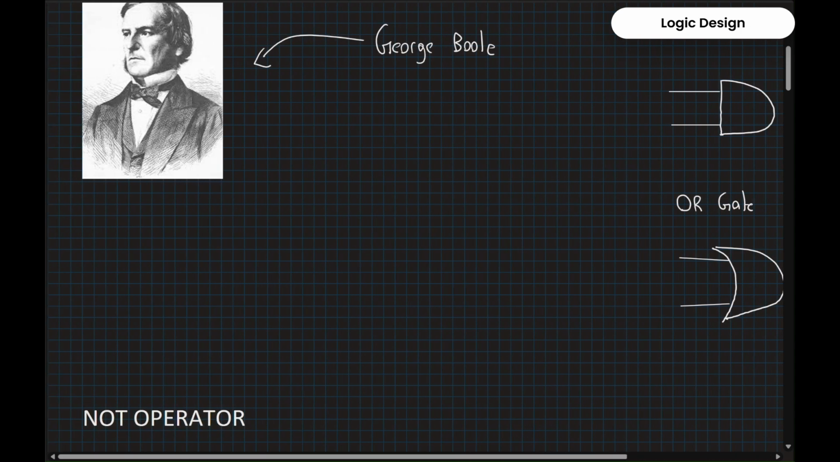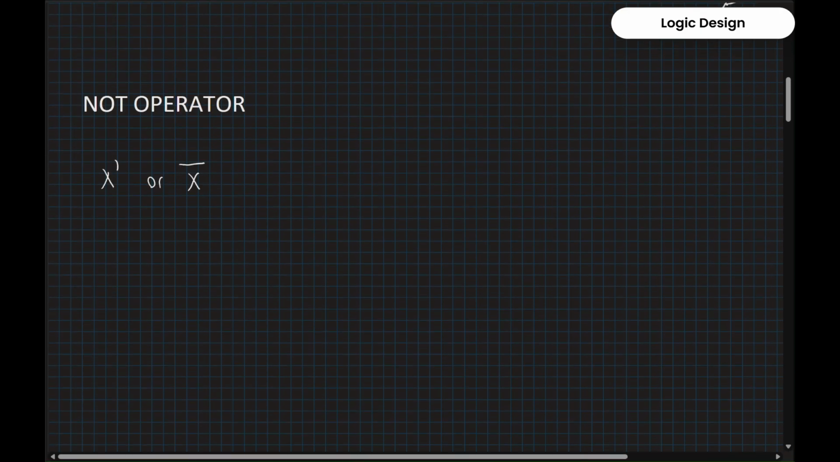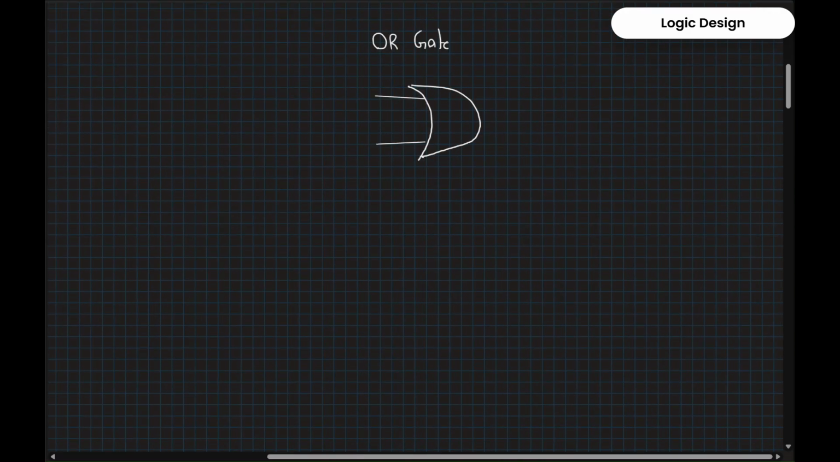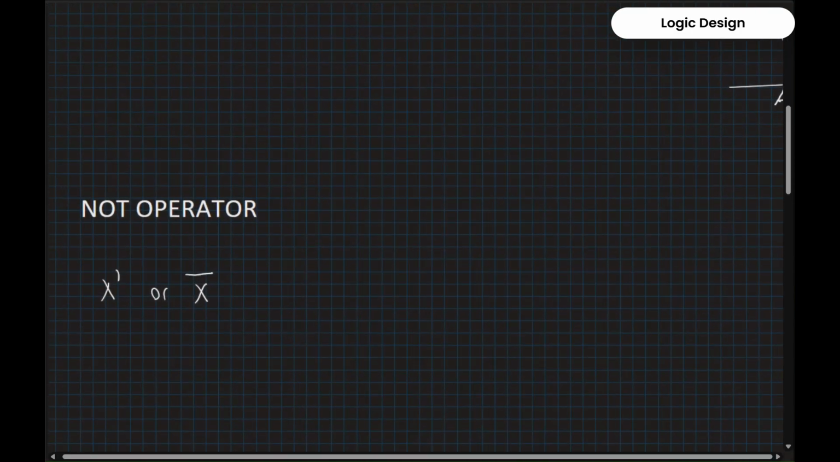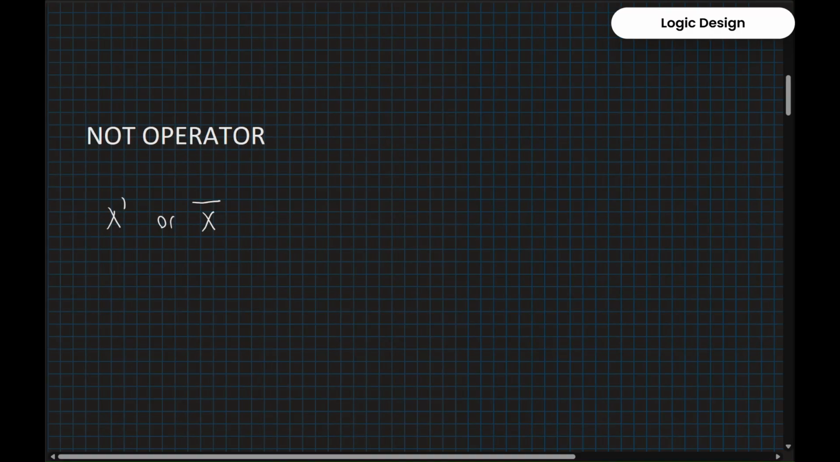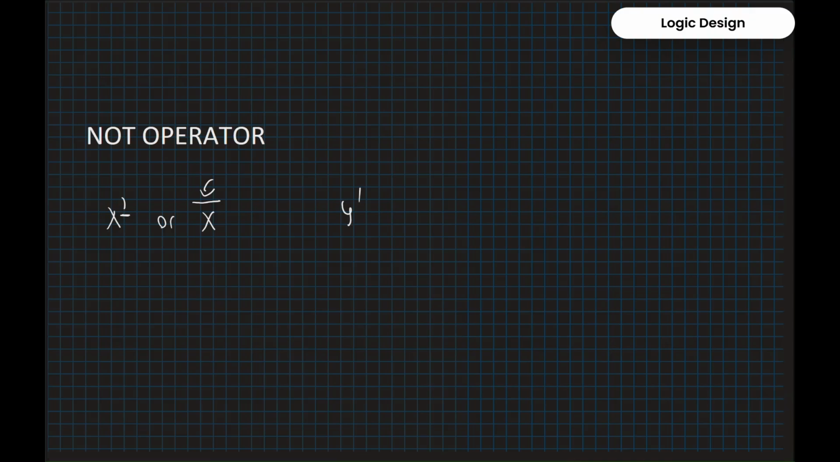So back to Boolean algebra. This is the first thing. This is the NOT operator. Like I showed you over here for the gate right here, this is a NOT gate. The NOT operator, we can identify it using an apostrophe or this bar symbol on top of the X. The same thing applies for Y as well: Y apostrophe or Y bar. This is how we identify or write down a NOT operator. If you want to invert something, this is how we would do it.